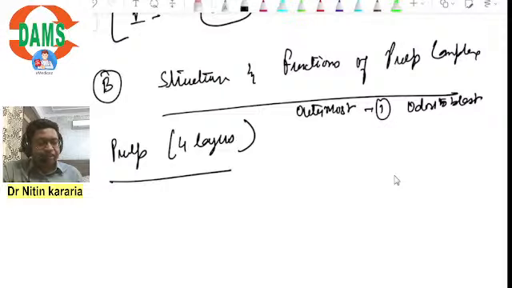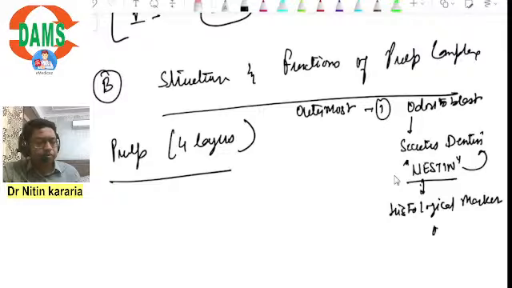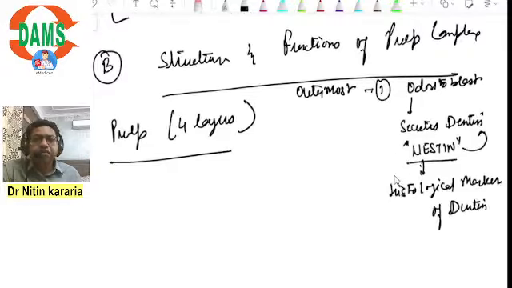This odontoblast layer secretes dentine, and whenever we find nestin, it means the tissue that is being formed is dentine. So nestin is the compound that is the histological marker of dentine.